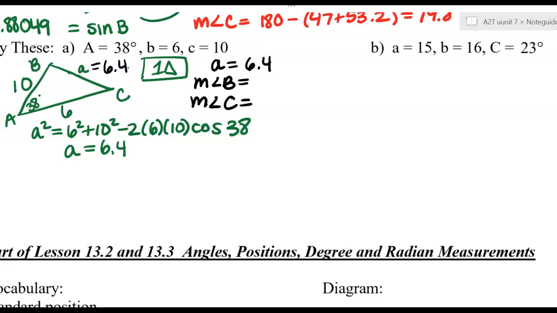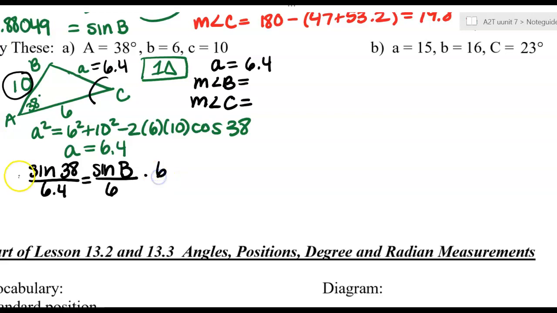At this point, I can set up an equation using law of sines. Sine of 38 over 6.4 equals, and again, remember, I'm going to save my biggest angle for last. So the biggest side is 10, which means C is probably the largest angle. Maybe it's obtuse, maybe it's not. So I will find out by actually solving for angle B first. I will multiply both sides by 6 to get the sine of angle B alone.